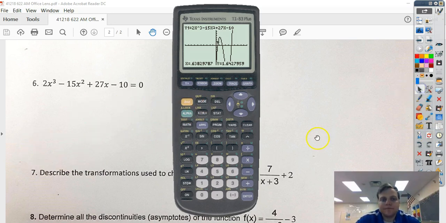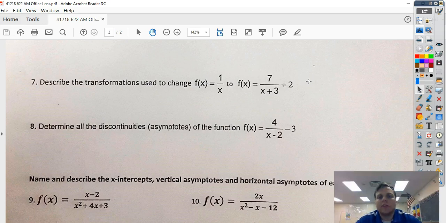Next problem. Problem number 7. Describe the transformations used to change 1 over x to 7 over x plus 3 plus 2. Okay. We talked about transformations for like 3 weeks, just never specifically with the rational function. Remember, transformations tells me how my graph moves. It goes up, down, left, right, stretches, shrinks.